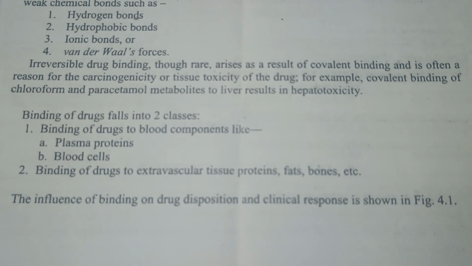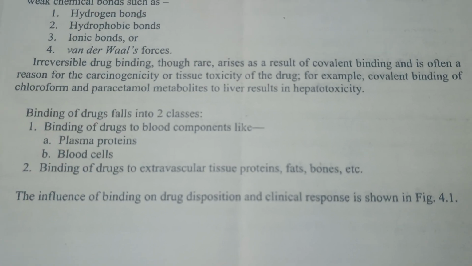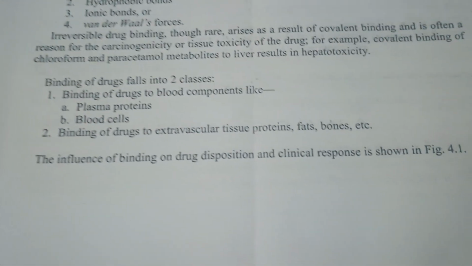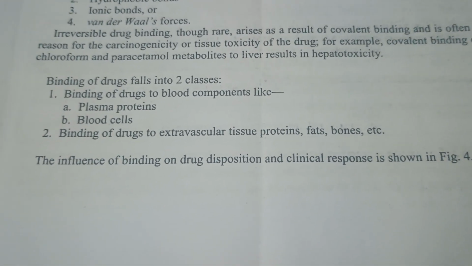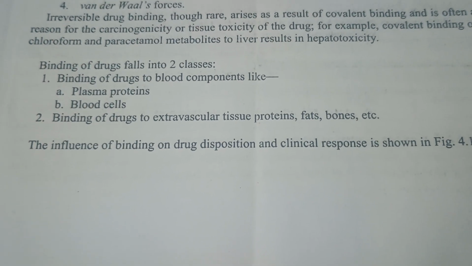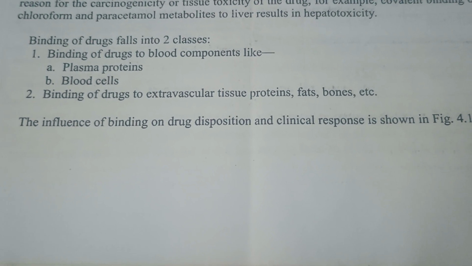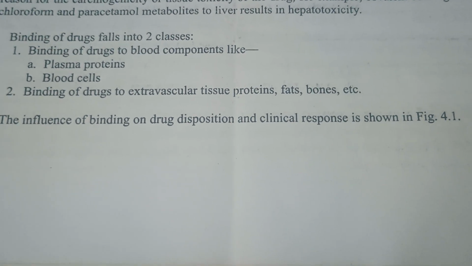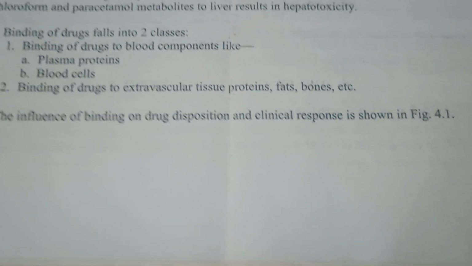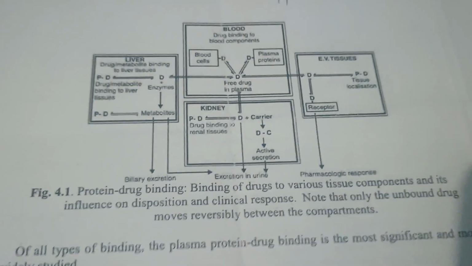Binding of drug falls into two classes: binding of drug to blood components like plasma protein and blood cells, and binding of drug to extracellular tissue, protein, fat, bone, etc. The influence of binding on drug disposition and clinical response is shown in figure 4.1.